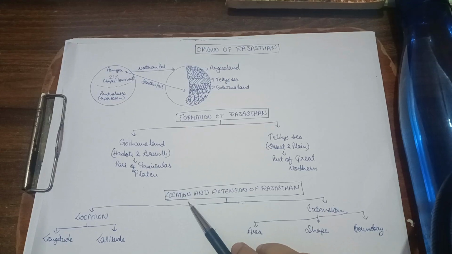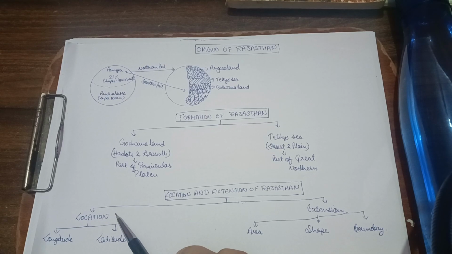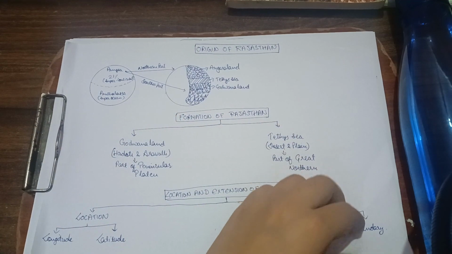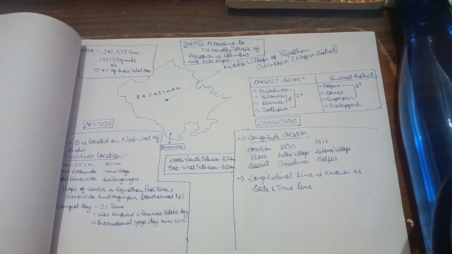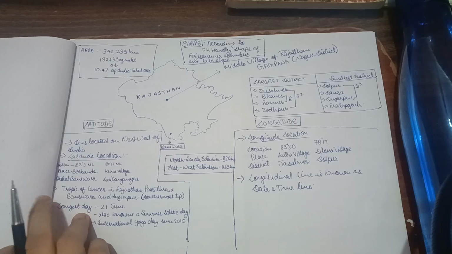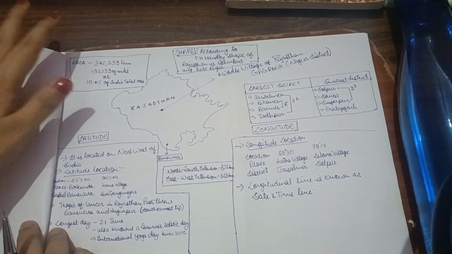Now comes location and extension of Rajasthan. The location of Rajasthan can be identified on the globe through the longitudinal degrees and latitudinal degrees. And the extension of Rajasthan depends on three factors: area of Rajasthan, shape of Rajasthan, and boundaries of Rajasthan. Now in detail we will explain the location and extension of Rajasthan.